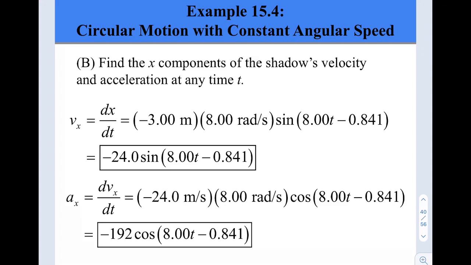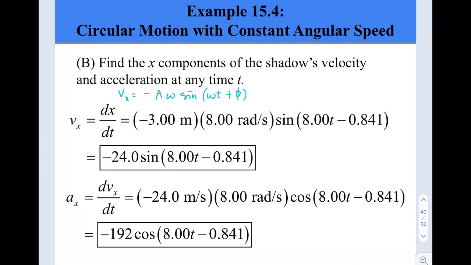Now example 15.4 again, part B. Find the x component of the shadow's velocity and acceleration at any time t. That means we want the expression, because it is at any time t. So v is dx over dt. Again, substitute. For your v, x is equivalent to negative A omega sine omega t plus phi. This is the general equation. Then you substitute everything that we already calculated into this equation. That is how you manage to get this one.